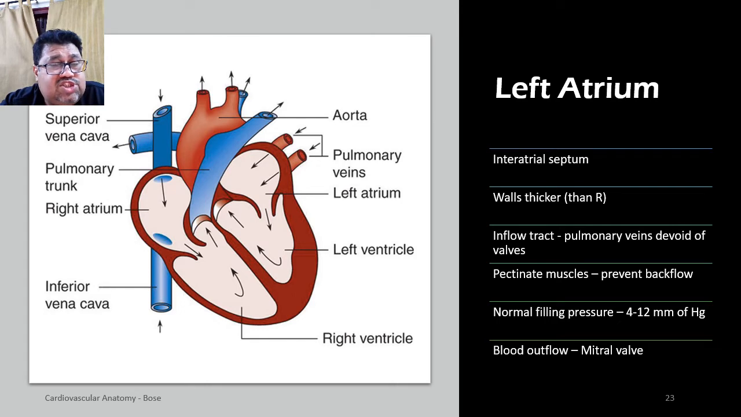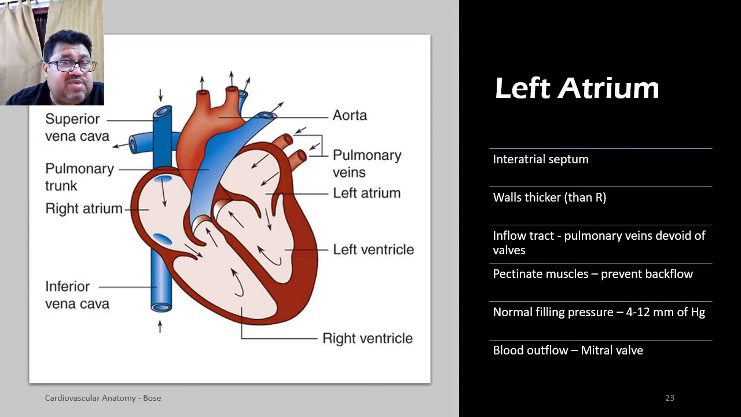Oxygenated blood is ejected out of the left atrium through the mitral atrioventricular valve, which has only two cusps. Therefore, it is a bicuspid valve, and blood will cross that to enter the left ventricle.